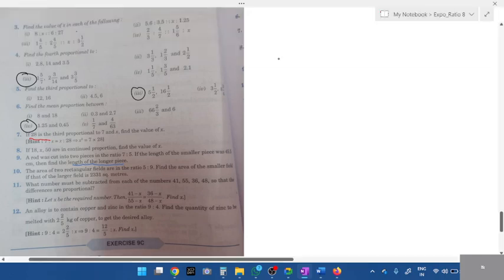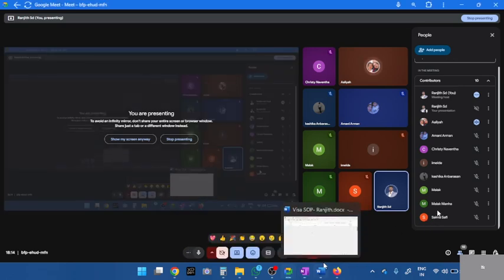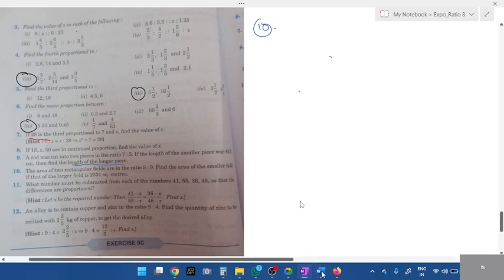Look at the 10th question. The area of two rectangular fields. Can you see the screen, all of you? Is it being shared? Fine, students. 10th question. The area of two rectangular fields are in the ratio 5 is to 9. Find the area of the smaller field if the larger field. What are the two types of fields they are comparing?